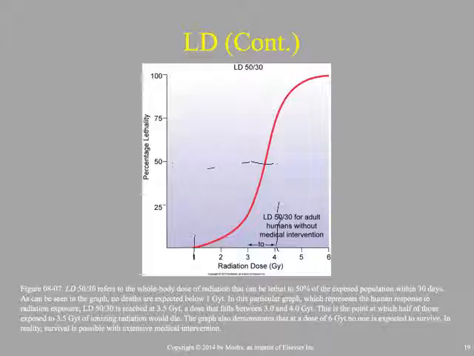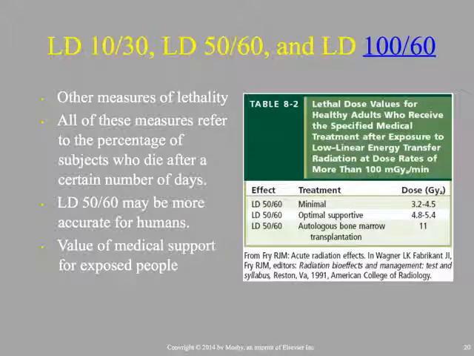This shoulder region up here, we said, is the point of overkill, right? Where the LD 50/30 is now 100%. We can't kill more than 100% of the population. But it also is helpful to think about an LD 10/30 or LD 50/60, LD 1/60, right? These are other measures of lethality.